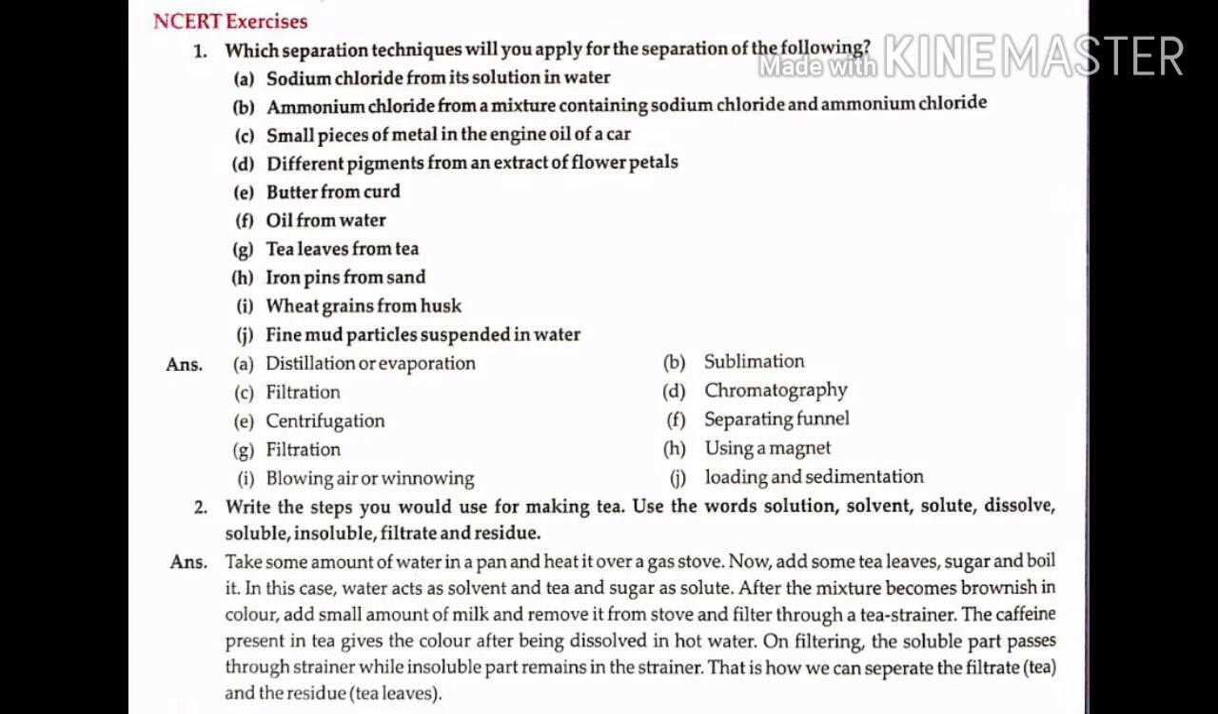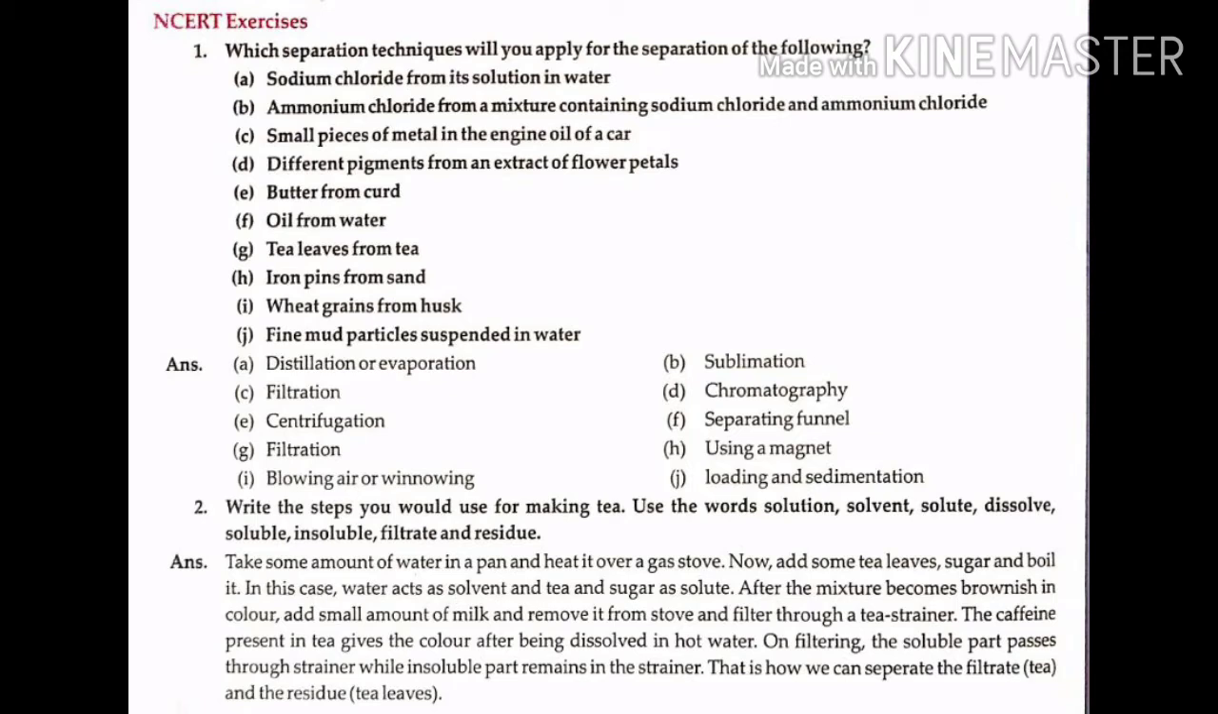Answer. A. Distillation or evaporation. B. Sublimation. C. Filtration. D. Chromatography. E. Centrifugation. F. Separating funnel is used. G. Filtration process is used. H. Using a magnet. I. Blowing air or winnowing. J. Loading and sedimentation.